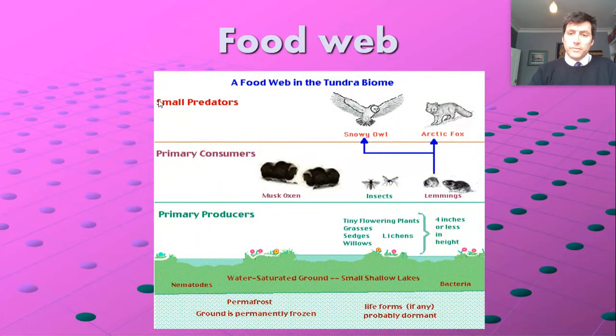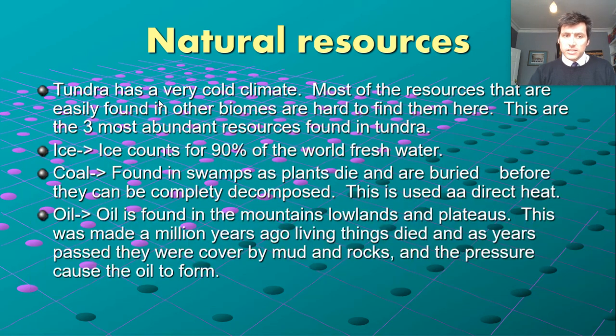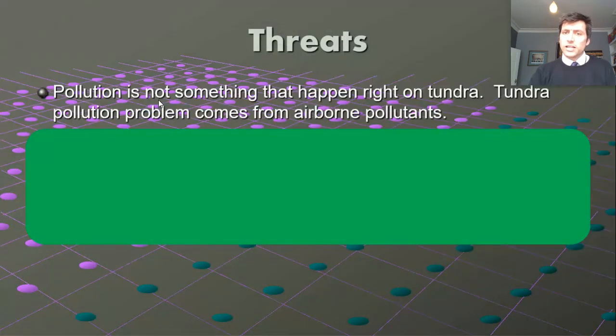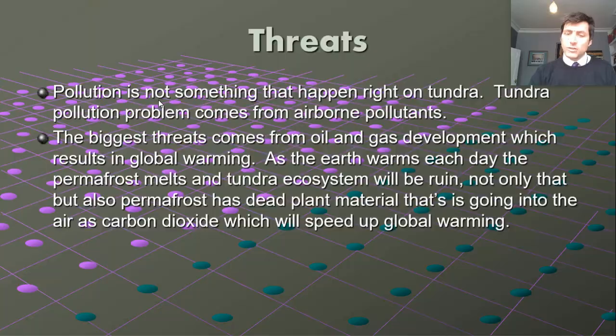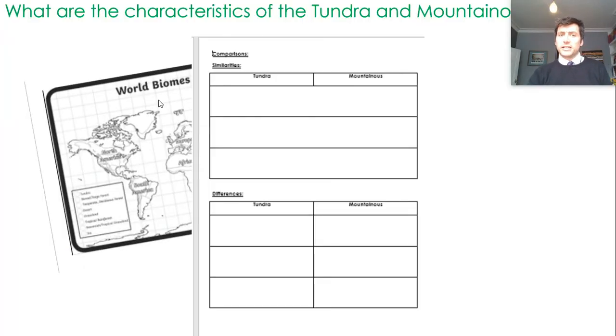You can see the food web there as they are starting now to try and get enough food within there. So just pause it on the food web, have a look at that. Really cold, not that much natural resources there. Ice, there's coal, there's oil. It is really cold. Not much grows there at all. Under threat from pollution. What I'd like you to do today then is complete the map and then complete the comparison sheet, similarities and differences.